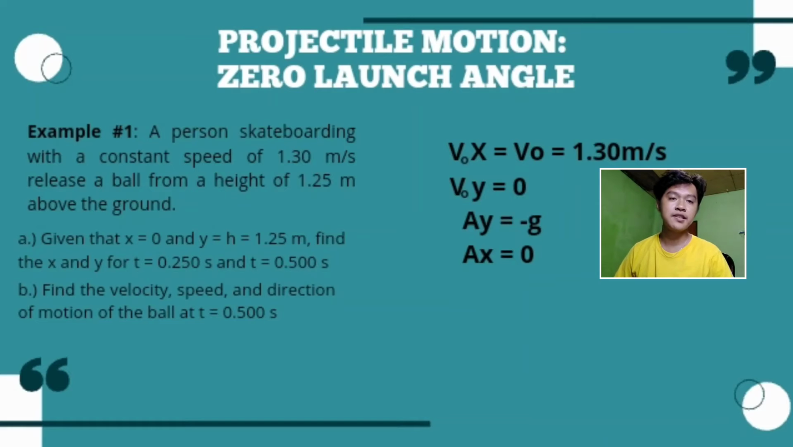Let's move on to the first example. A person skateboarding with a constant speed of 1.30 meters per second releases a ball from a height of 1.25 meters above the ground. A. Given that x sub o equals 0 and y sub o equals 1.25 meters, find the x and y for t equals 0.25 seconds and t equals 0.500 seconds. Letter B, find the velocity, speed, and direction of motion of the ball at t equals 0.500 seconds.